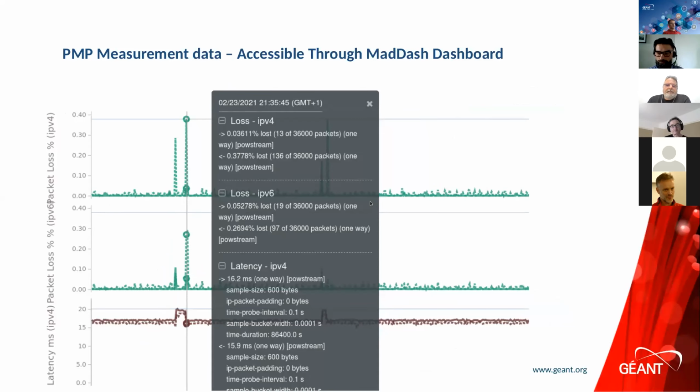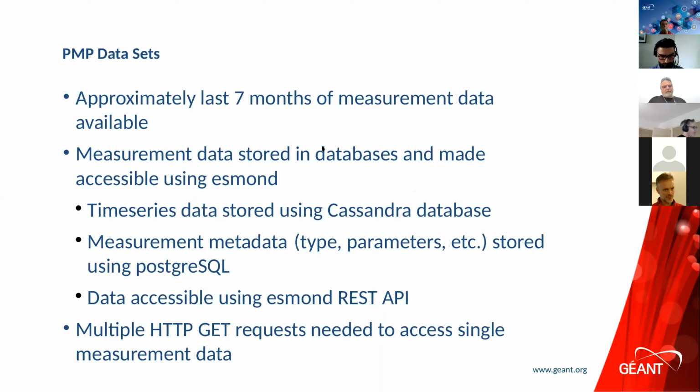Measurement data is accessible through the MEDDASH dashboard. Now that's the perfSONAR dashboard that perfSONAR is using. So you get access to graphs like this one here. This is an example of the latency and packet loss measurement between 2 points as a result of the one-way ping measurement. So you get access to such data, but actually there is a lot of data stored behind it.